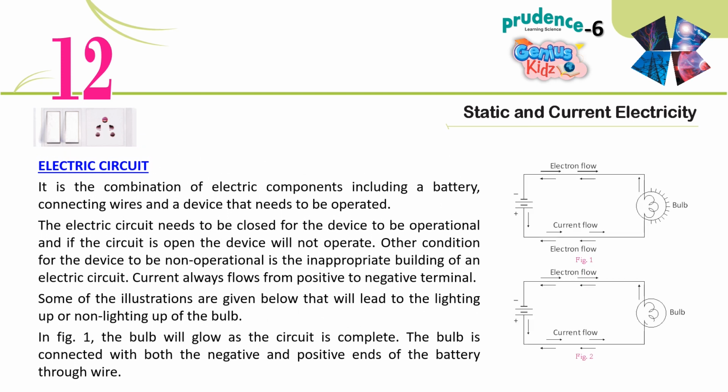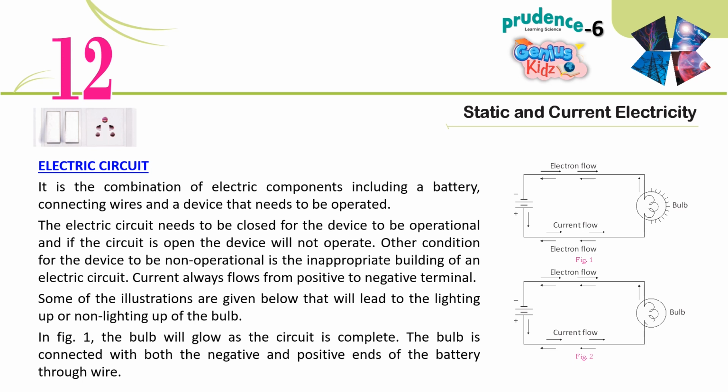Electric circuit. It is the combination of electric components including a battery, connecting wires, and a device that needs to be operated. The electric circuit needs to be closed for the device to be operational, and if the circuit is open, the device will not operate. Other condition for the device to be non-operational is the inappropriate building of an electric circuit.